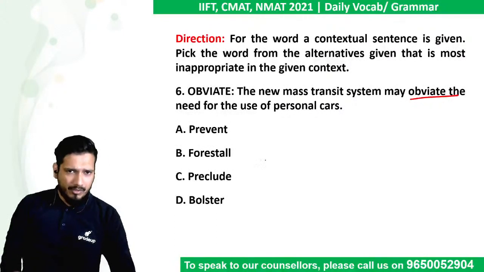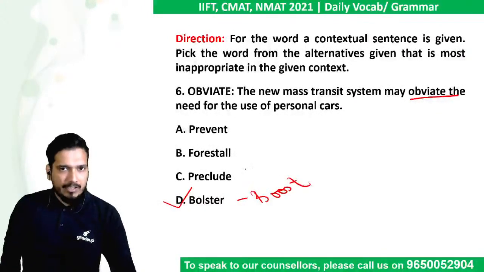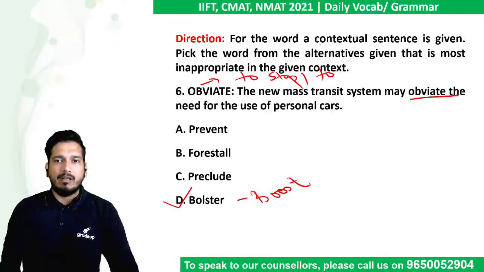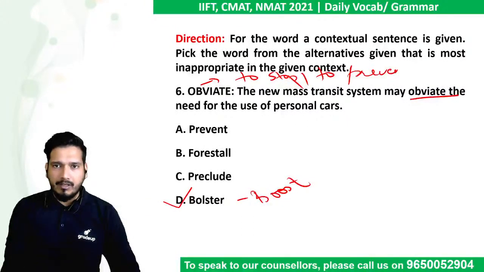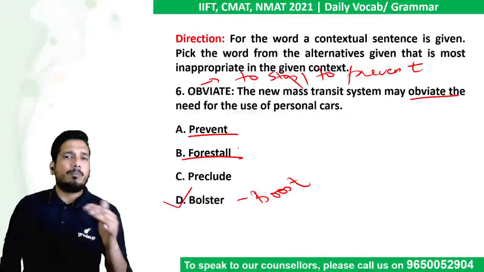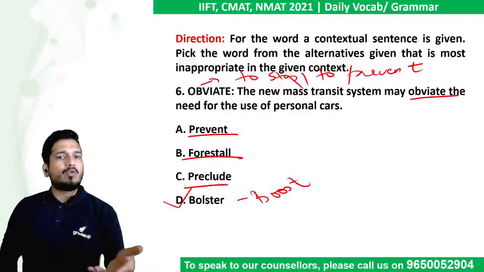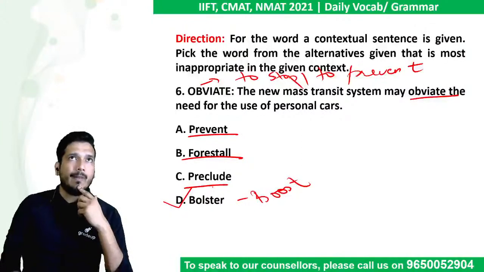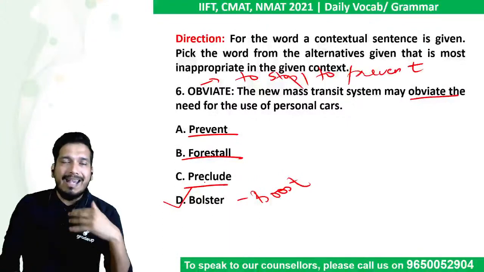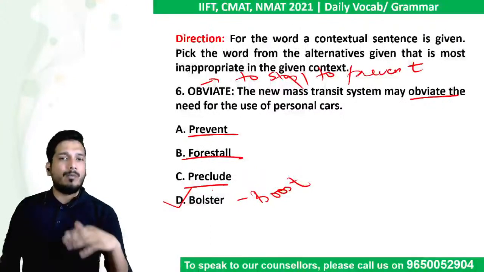All right, good. Bolster means boost, and it is the correct answer. To obviate means to stop or to prevent. Forestall again means to prevent something from happening by taking some steps in advance. Preclude also means to prevent. Let me give you an example. His hostile behavior precludes any appreciation for his art.